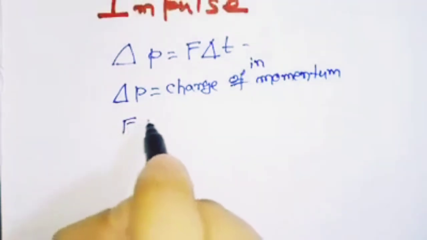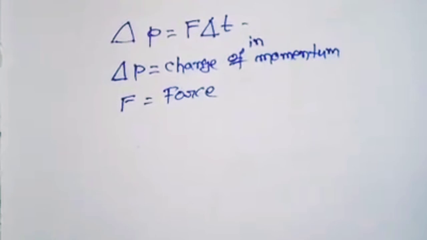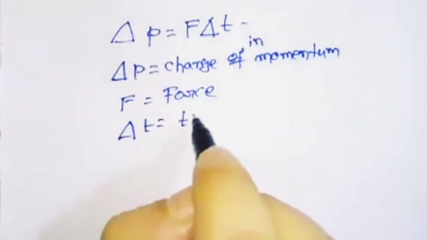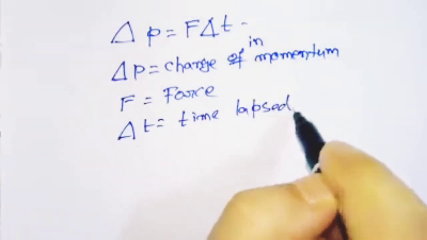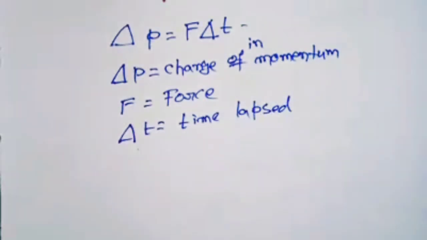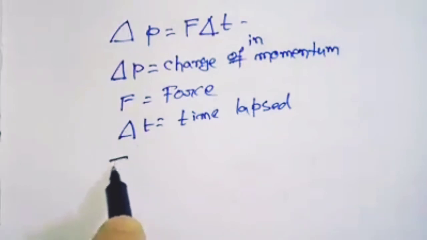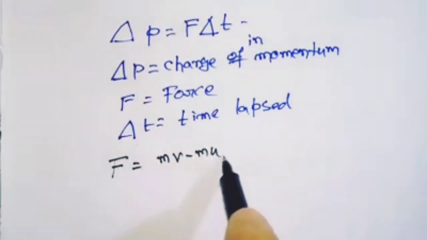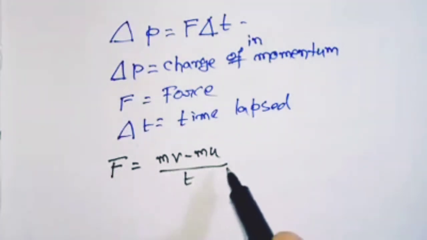F is definitely the force that is applied, and delta T is the time lapsed. So we put it as time lapsed. So these are the connotations. Now, force is the rate of change of momentum. We have seen it earlier. So what we can write from there is that F equals mv minus mu, whole divided by t. So this is what we know.